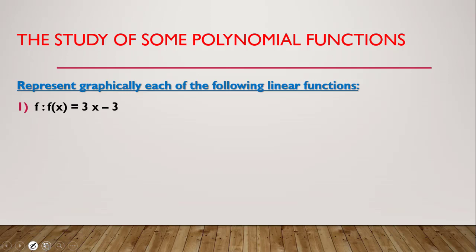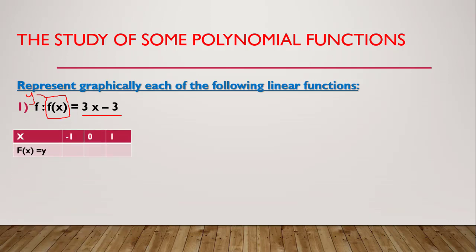Let's see the linear function here. Represent graphically each of the following linear functions. The first one, f of x equals 3x minus 3. To represent it graphically, I'll put some values for x, then I'll get y. y is f of x. f of x is the same as y. So I'll assume values for x, then I'll substitute in the equation, or the rule of the function, to get y.